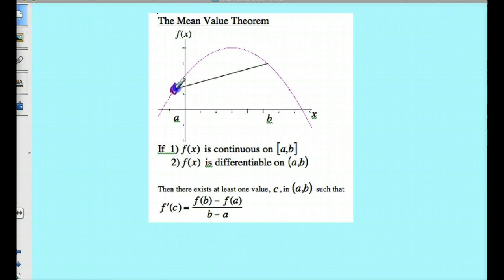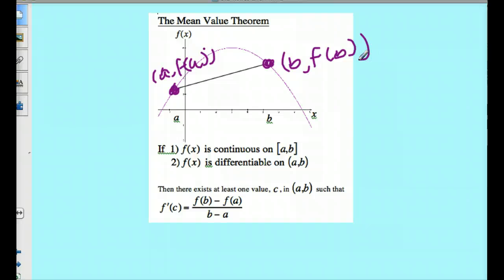So I have this point right here, point A, and I have this point right here, point B. And so for the sake of labeling our points, we know this point right here is A comma f of A, which means I need to plug in A to find the value. Whereas this point right here is B comma f of B, right? So essentially that's your x value and your y value.